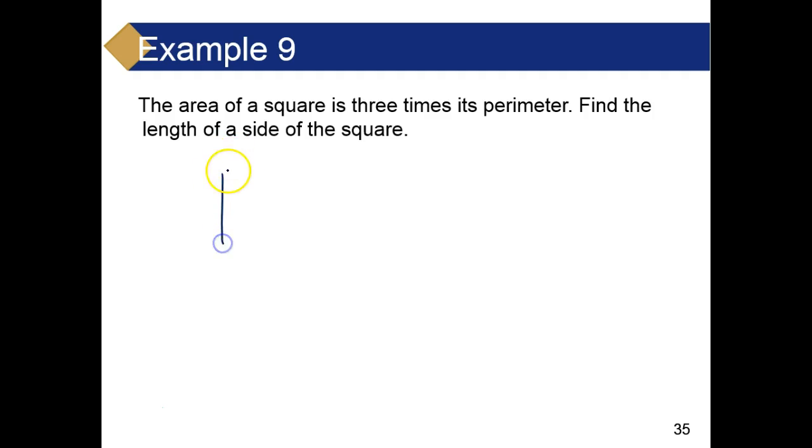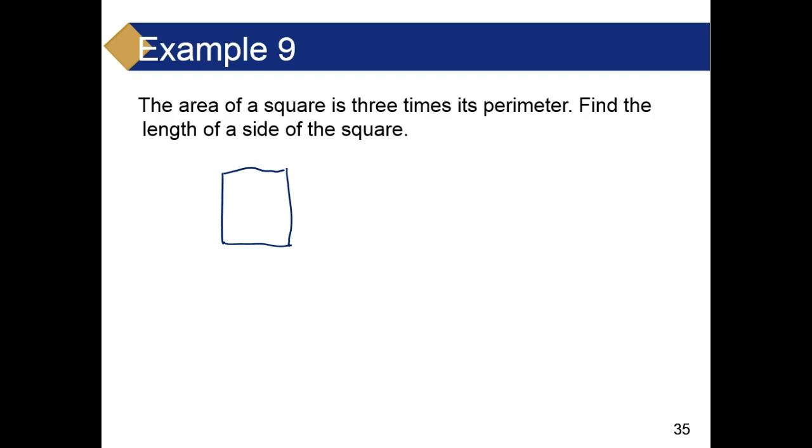Now my squares are pretty ugly, but I'll do the best I can. There's a square, okay? Now, not much we can do with that, but next thing I do when I have a word problem, once I've drawn as much as I could, I look at what we're looking for. What is the question here? The length of a side of the square. That's usually a good thing to list as your variable.